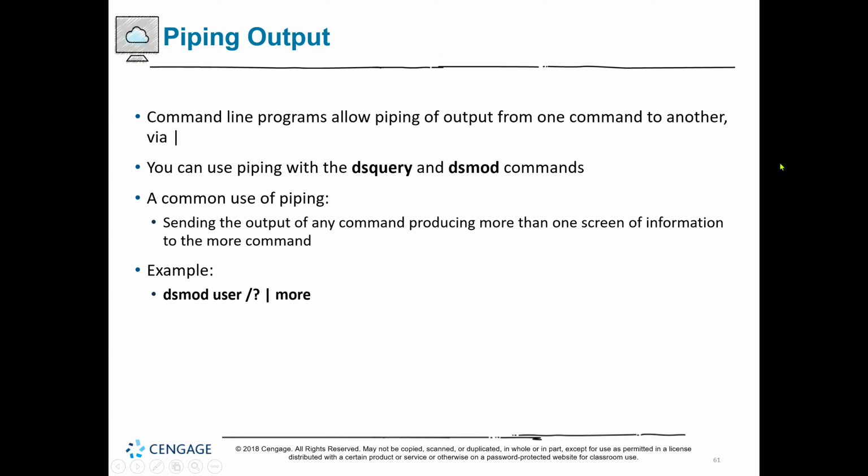Okay, piping output. This is really important. I know a lot of people don't understand this. Command line programs allow piping of output from one command to another via that symbol right there, which is called a pipe. You can use piping with the dsquery and dsmod commands. A common use of piping is sending the output of any command producing more than one screen of information to the more command. So dsmod user /? pipe more is an example of what to see.